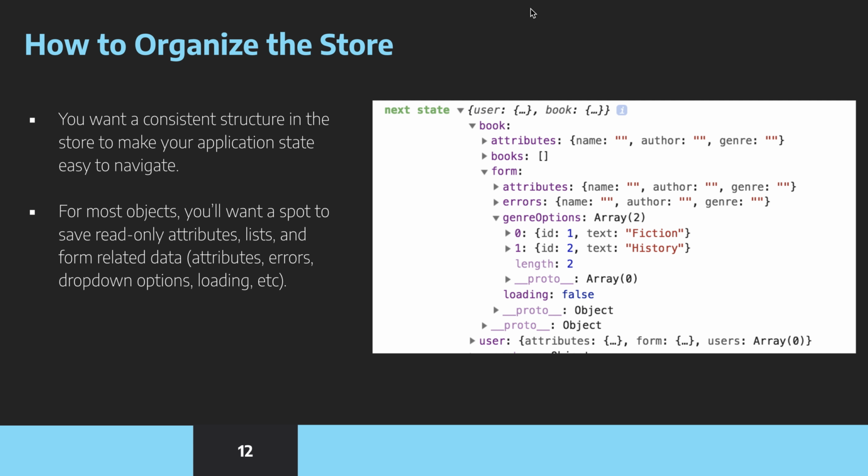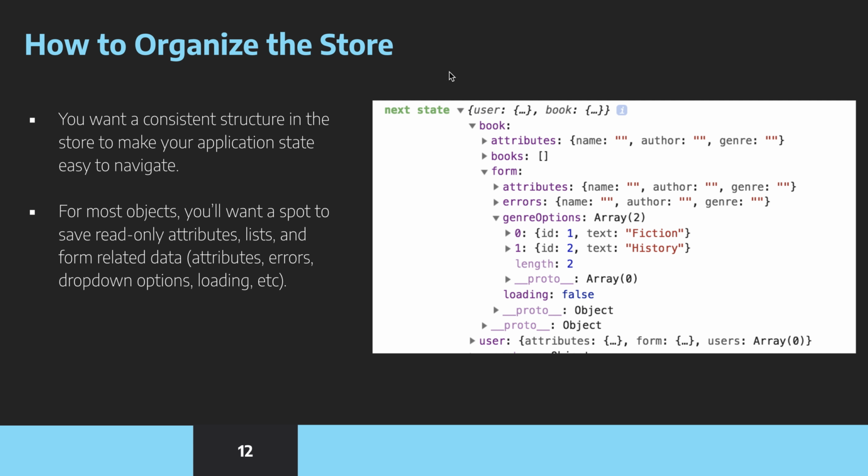Okay, so now we're going to talk about how to organize the store. You're going to want a consistent structure in the store to make your application state easy to navigate. For most objects, you're going to want a spot for read-only attributes, a list of objects, and then the form-related data. So that's attributes, any errors, maybe any drop-down options, is it loading, so things like that.